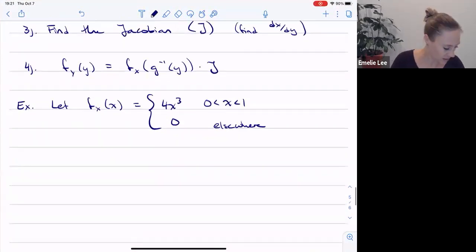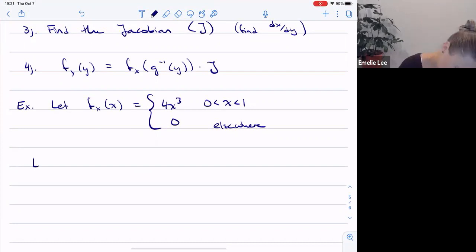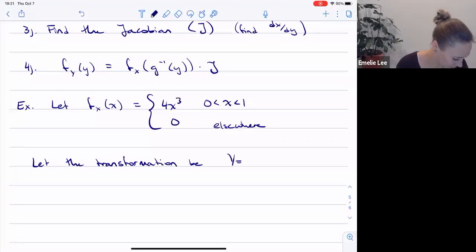So then what I'm going to find is, well, I need the transformation. Let the transformation be y equals the negative log of x. I'll clean up this y because it doesn't really look that good.